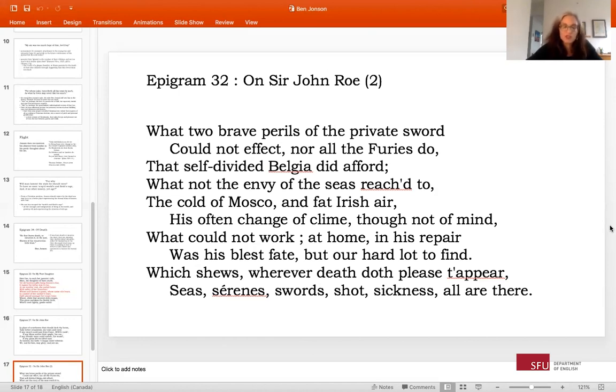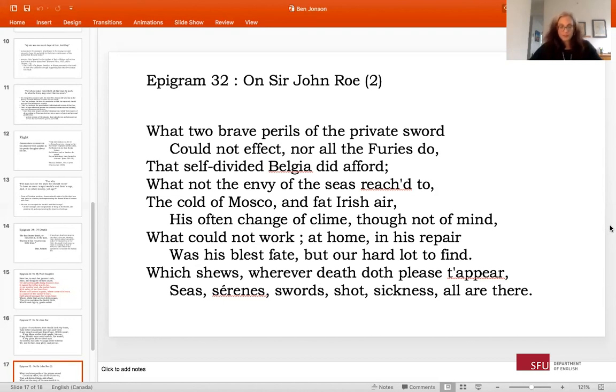So the poem ends not by affirming Rowe's afterlife in heaven or the heroic life he led while alive, but with a meditation on the annihilating force of death. Rowe's death shows that wherever death does please to appear, seas, sirens, swords, shot, sickness, all are there. That's how he ends, by pointing out how death has a capacious and wide-ranging competence, and it has many modes in which it can appear. It comes by sea, it comes by sword, it comes by gunshot, and it comes by sickness.